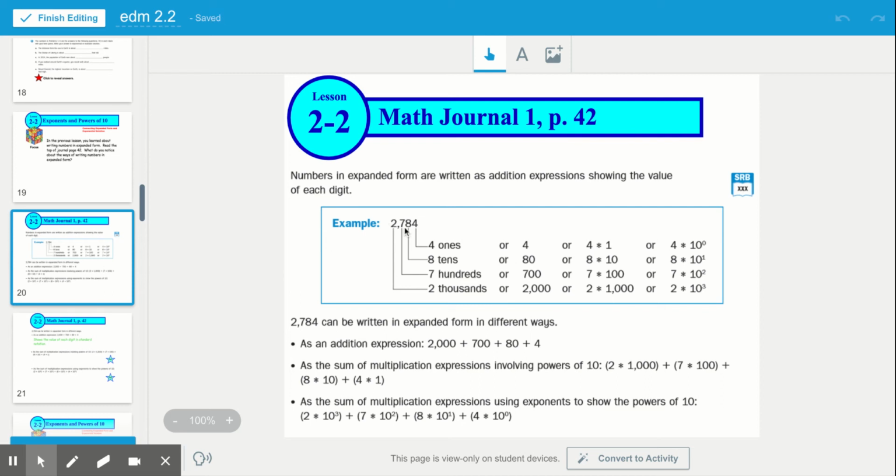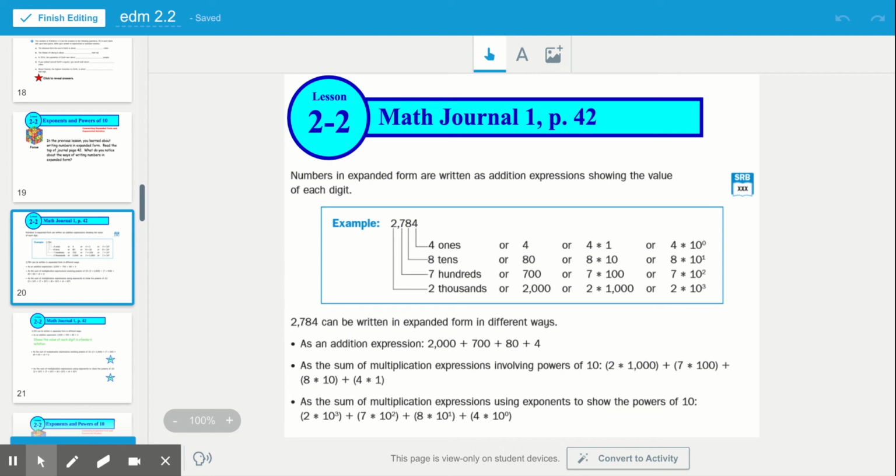So you can see we've got 2,784. So we have 4 ones, 8 tens, 700s, 2,000s. Or you got 4, 80, 700, 2,000. Or 4 times 1, because it's in the ones place, 8 times 10, 7 times 100, 2 times 1,000. And we can move that further even one more time. 4 times 10 to the 0 power, because it is the ones, so there's no 0. 8 times 10 to the first, 7 times 10 to the second, and 2 times 10 to the third, using those zeros and those exponents together.